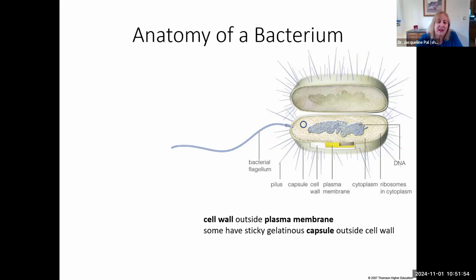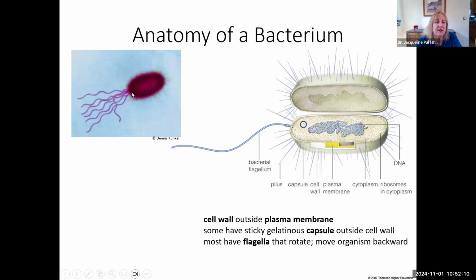All right, getting back to the anatomy of a bacterium. We left off at the capsule. Most bacterium are going to have a flagella on one end, and the flagella, instead of moving like a snake, they actually rotate. And when they rotate, that bacterium moves backwards. So here's an example of that, like that Vibrio cholera organism. And as you can see, it has multiple flagellum on one end, so it can really go fast backwards.